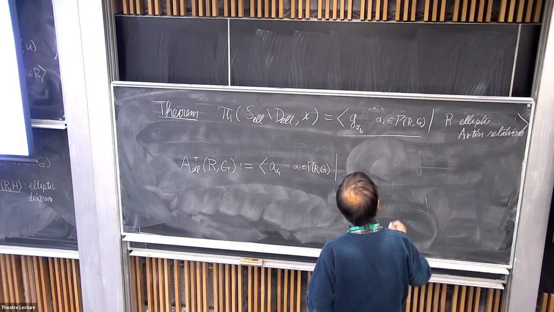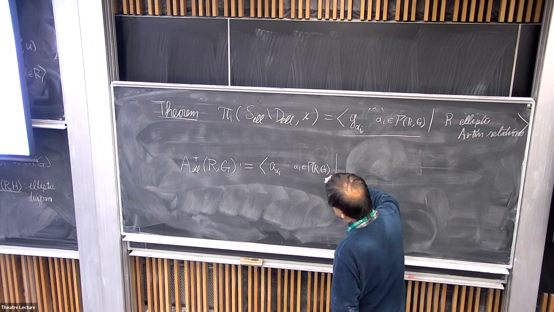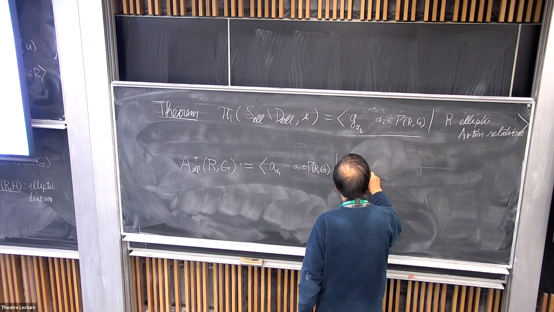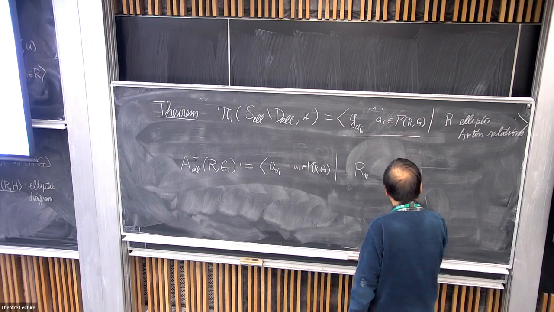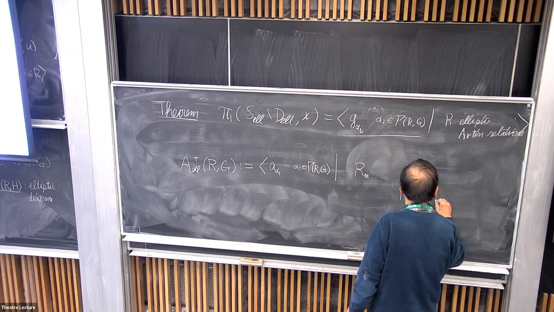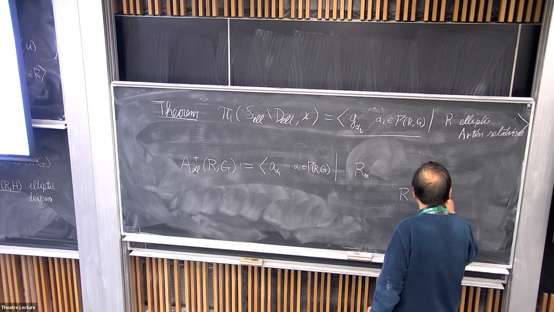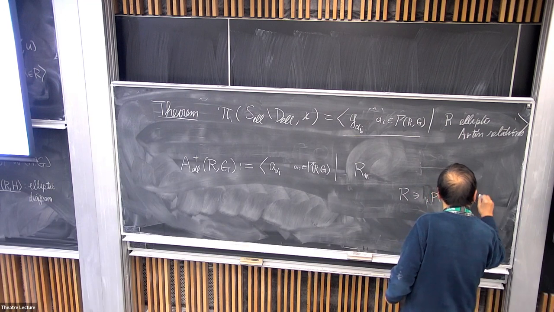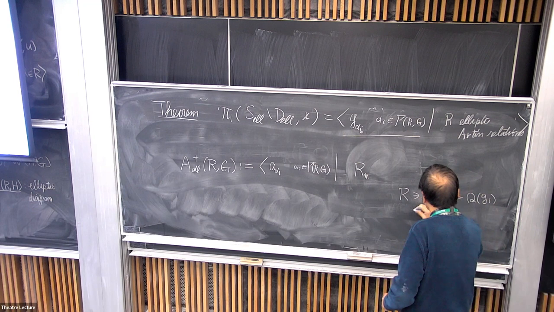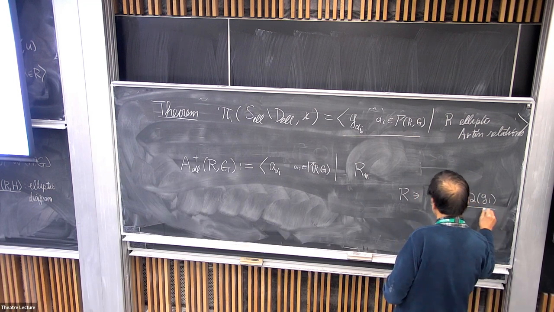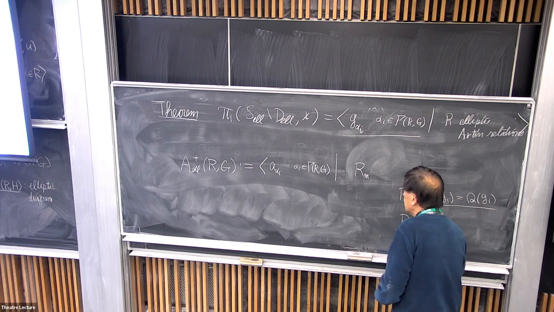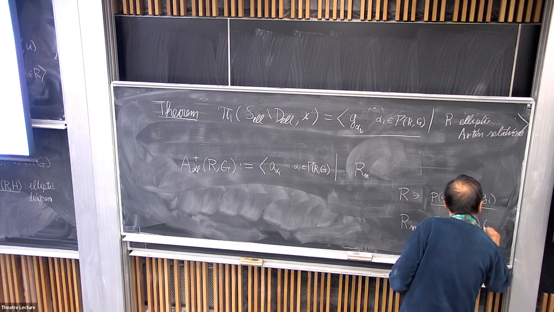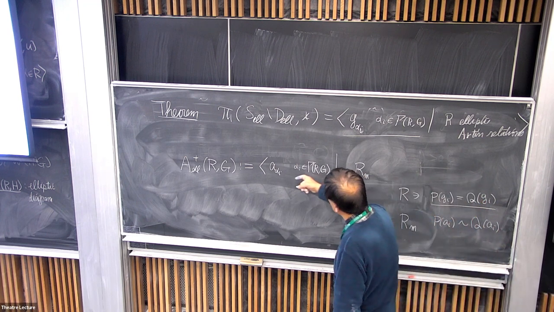In order to distinguish the product inside the group and the product inside the monoid, I switch notation R by R monoid. That means the following. If there exists a relation P of G_I equals Q of G_I, I define a monoid relation: P of A_I is equivalent to Q of A_I. In this way, I introduce a relation on these letters.